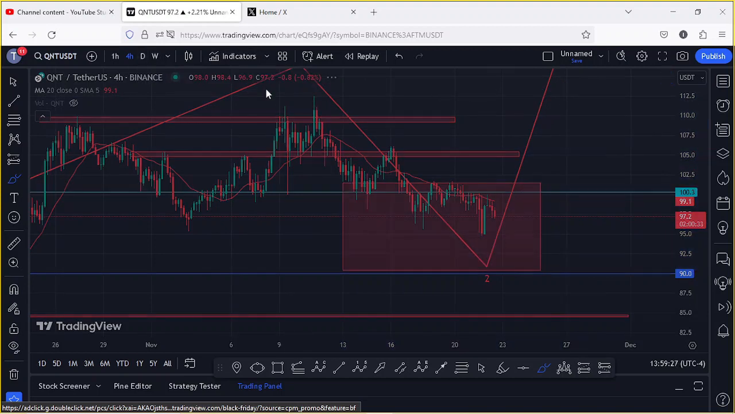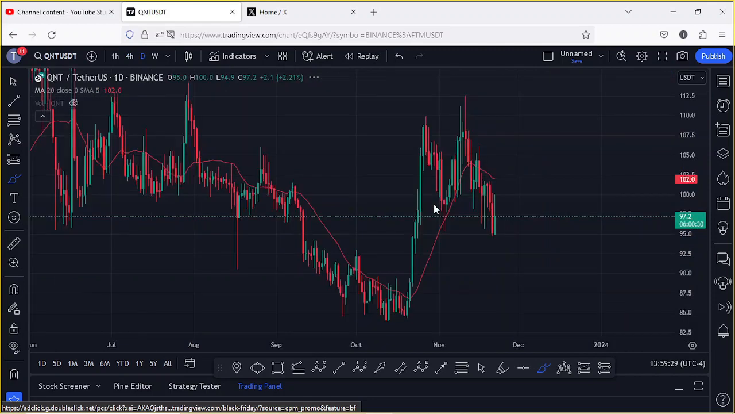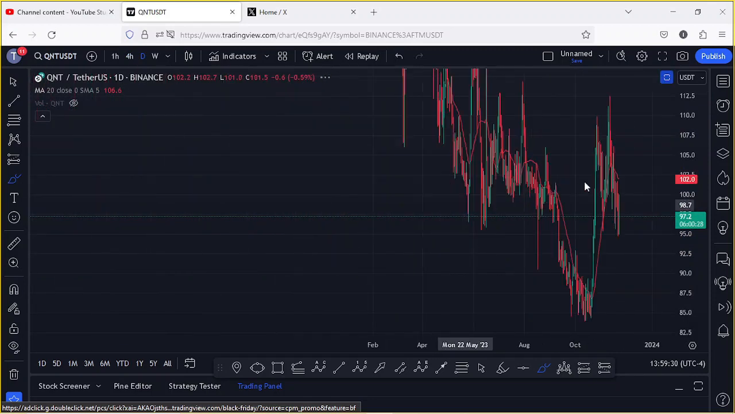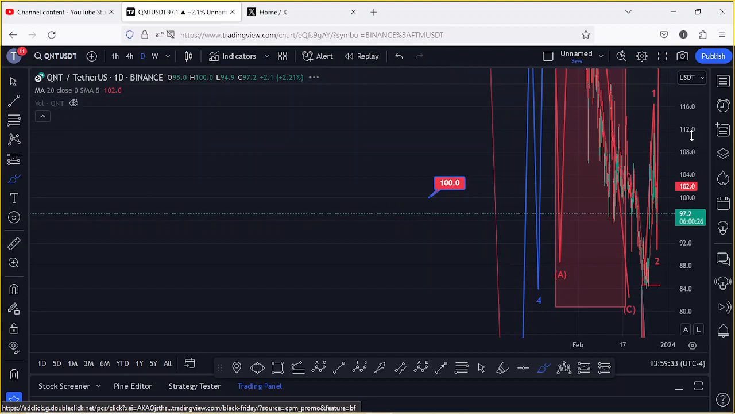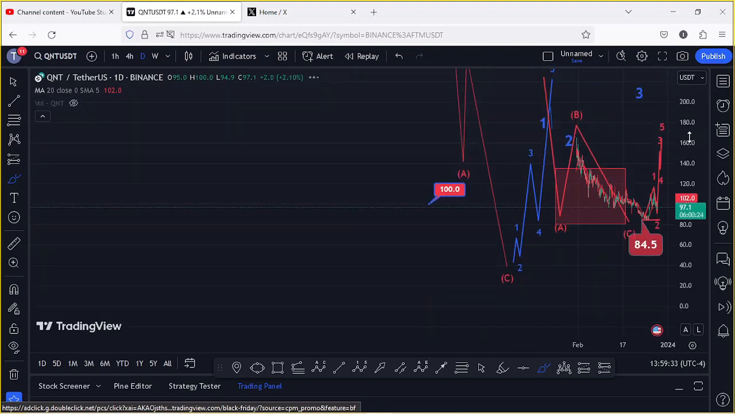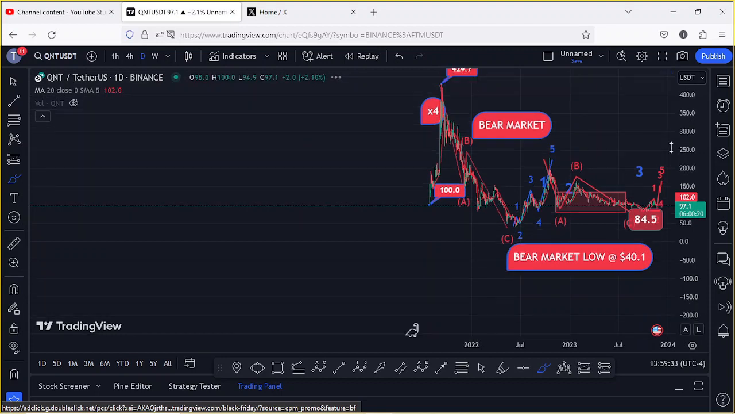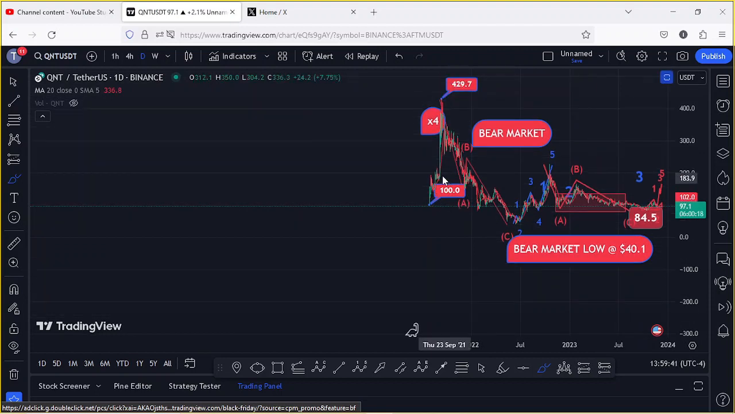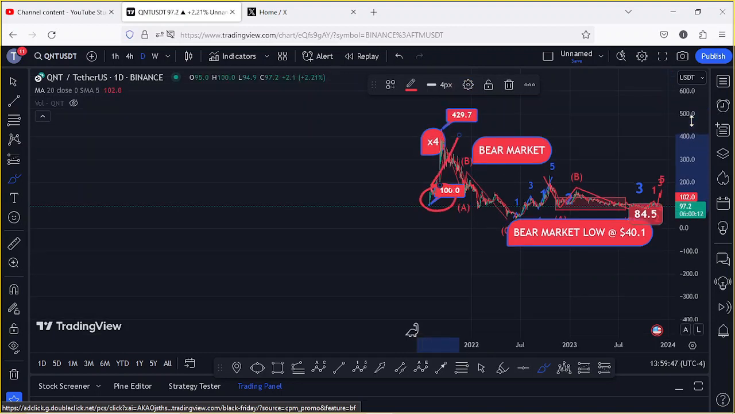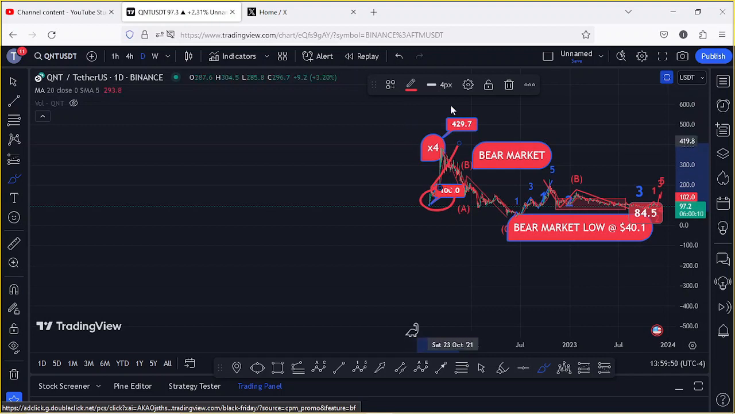Jumping to the daily chart to also give you my long-term Elliott wave analysis that I'm expecting to play out once the bull market is here. Here on the daily chart, you can see that QNT back in 2020 gave us this significant low at around the $100 mark before we saw an impulsive push, giving us all-time highs above the $429 mark, which was a perfect 4x to the upper side.